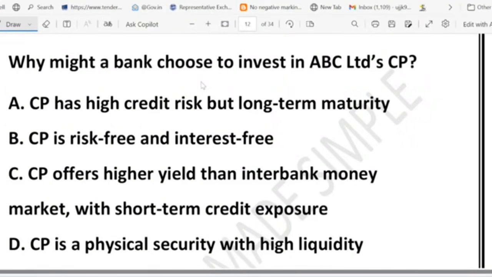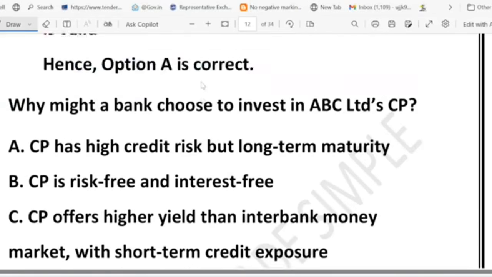Now the last question of this particular case study is, as you can see, why might a bank choose to invest in ABC Bank CP? Option A, CP has high credit rating but long-term maturity. Option B, CP is risk-free and interest-free. Option C, CP offers higher yield than interbank money market with short-term credit exposure. Option D, CP is a physical security with high liquidity.